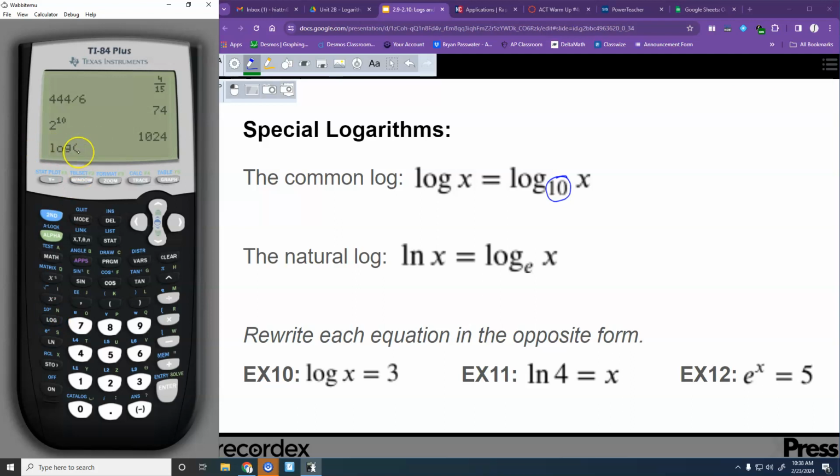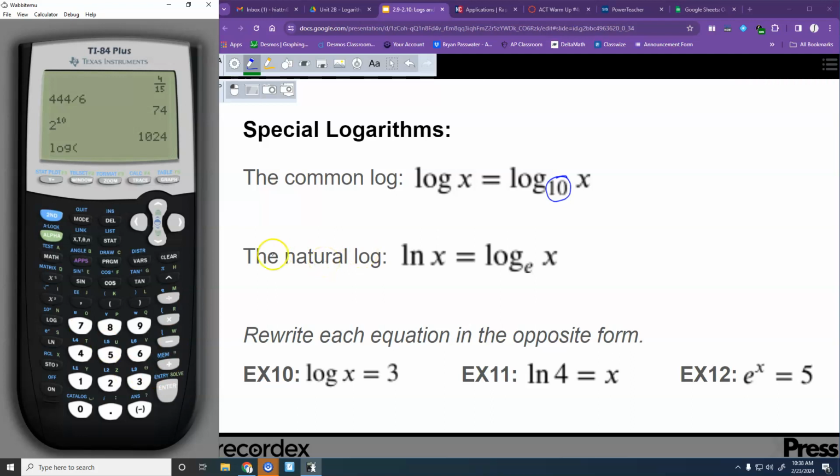Whenever you click log, does yours look like mine? It just comes up with a parenthesis. It is next to your 7. Yeah, it comes with a parenthesis. Okay. If you just hit that log button, it's not going to give you an option for putting the base in there. That's just the common log, right?